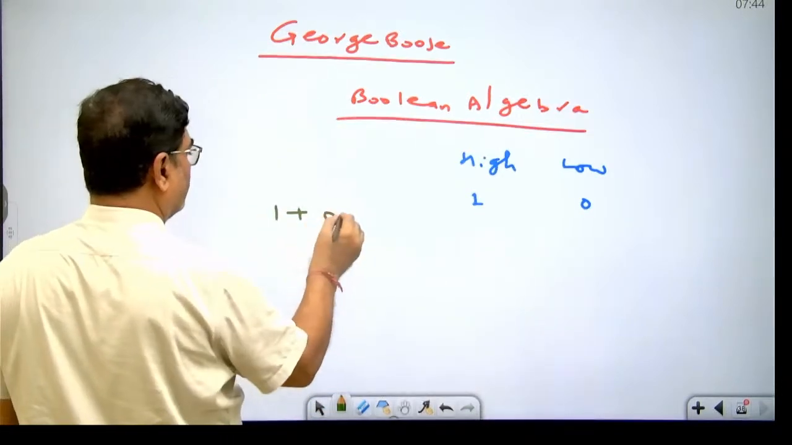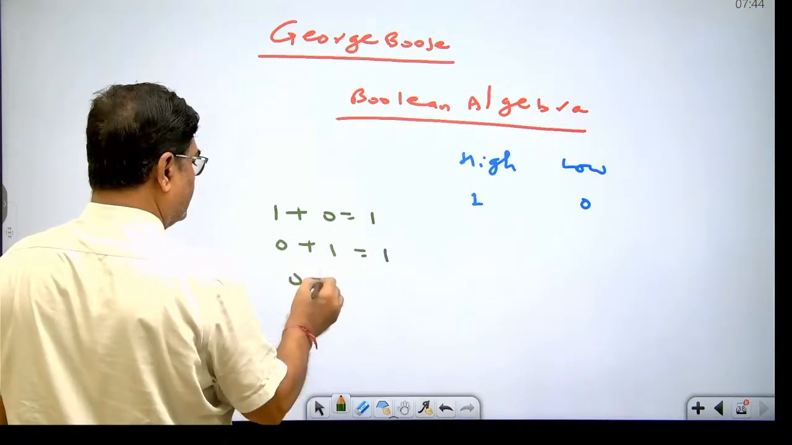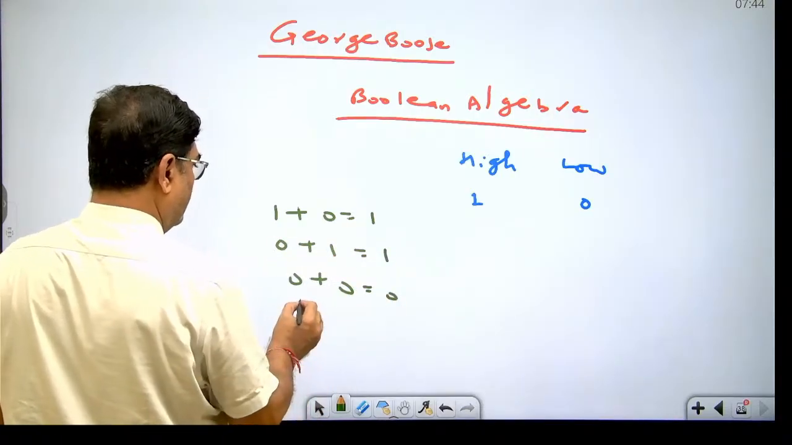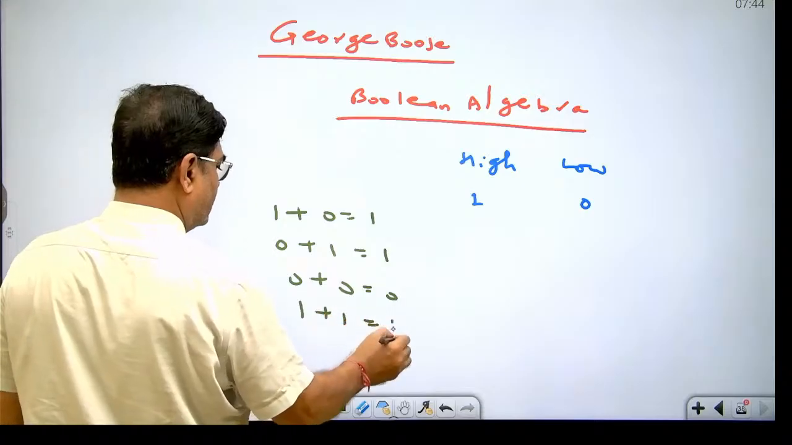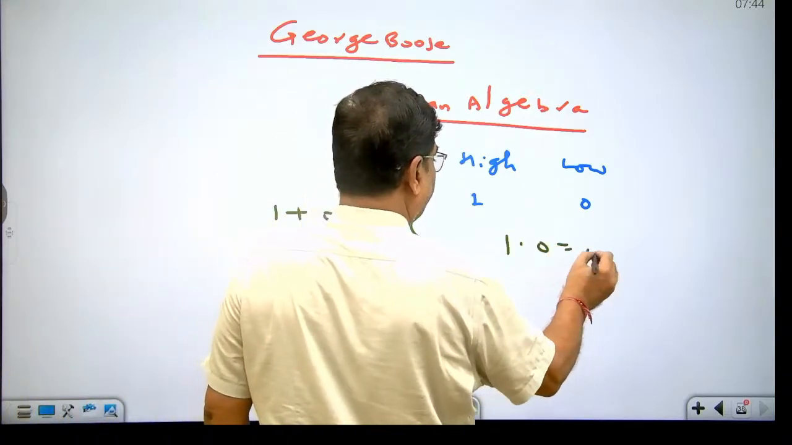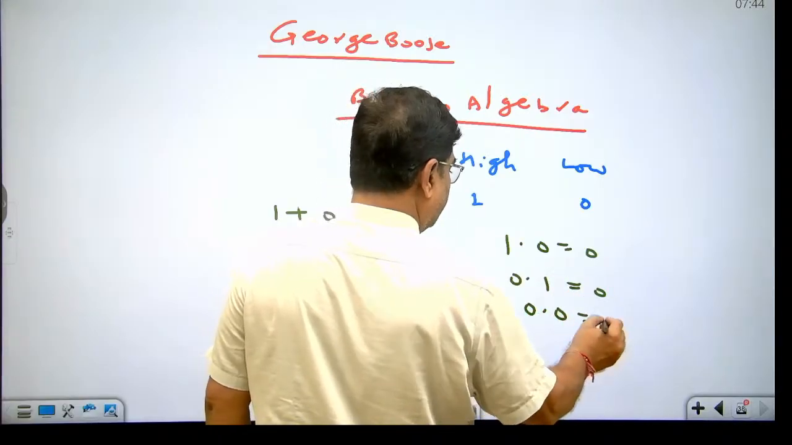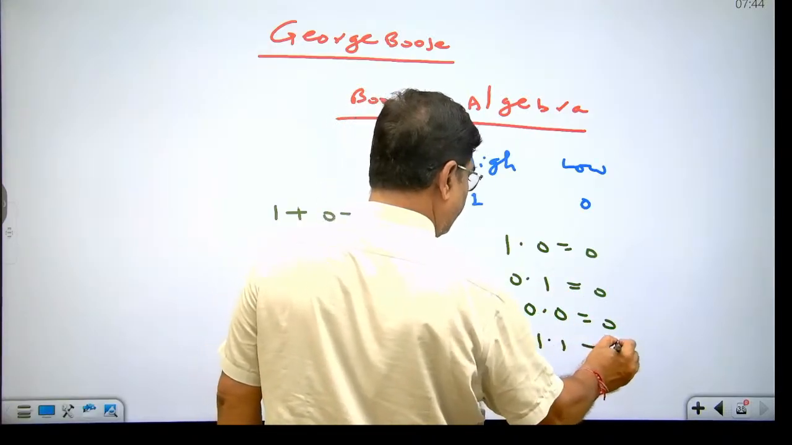Here 1 plus 0 remains 1, 0 plus 1 remains 1, 0 plus 0 remains 0, and 1 plus 1 remains 1. And 1 dot 0 remains 0, 0 dot 1 remains 0, 0 dot 0 remains 0, 1 dot 1 remains 1.